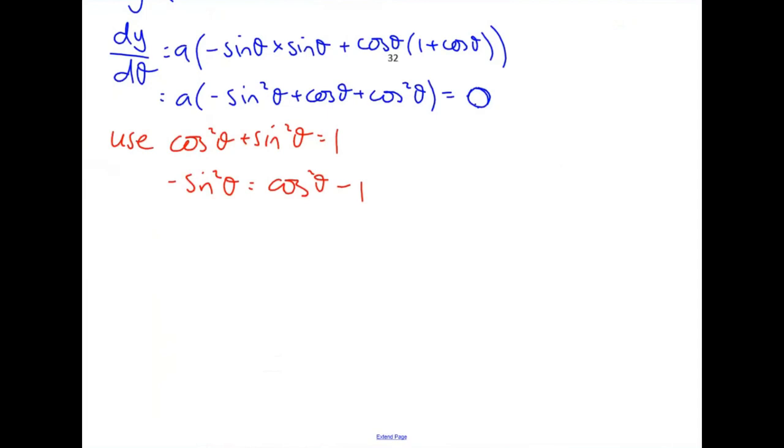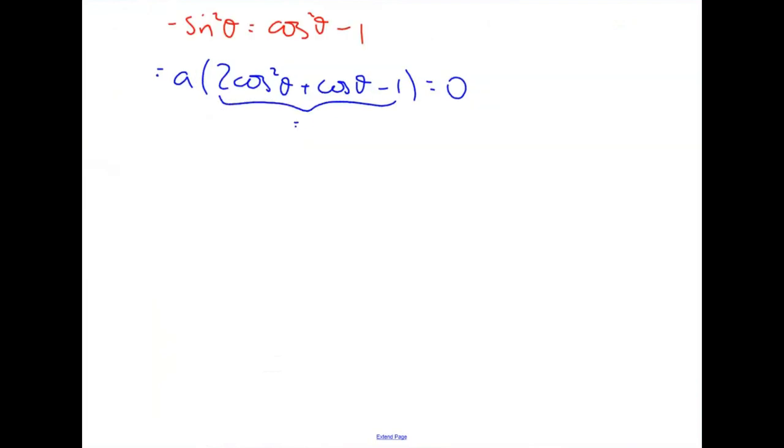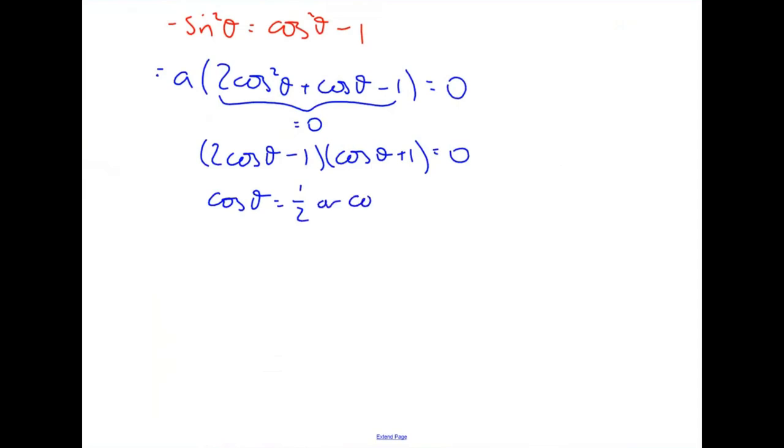So if I stick that in, I get cos squared plus cos squared, which gives me 2 cos squared theta plus cos theta minus 1. It's this bit that I'm solving equal to 0. You can solve it on your calculator, or factorize it. You get two solutions: cos theta is 1/2, or cos theta equals minus 1.